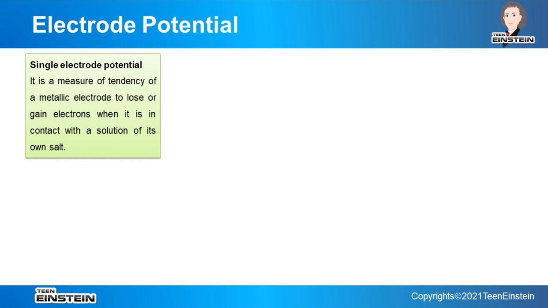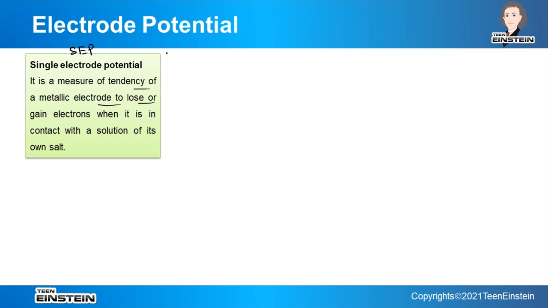Now we have to know some terms which will be used frequently, and we have already used some of these, but now we have to know the actual meaning of all these terms. So single electrode potential, it can also be written as SEP. From the name single, it means that it is the electrode potential of one system, it is not the overall electrode potential. This is a measure of the tendency of a metallic electrode to lose or gain electrons when it is in contact with a solution of its own salt.